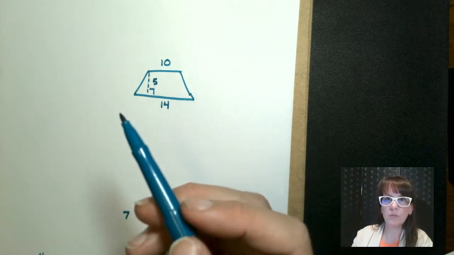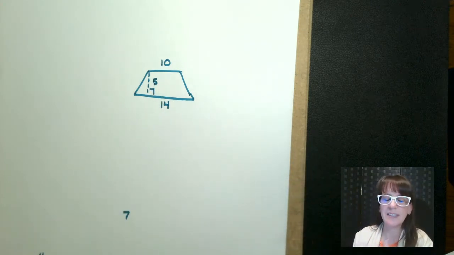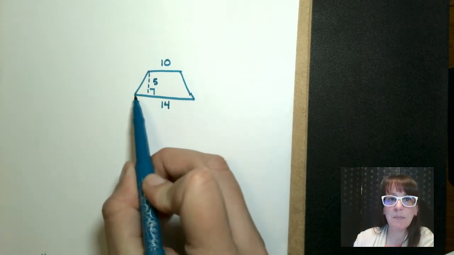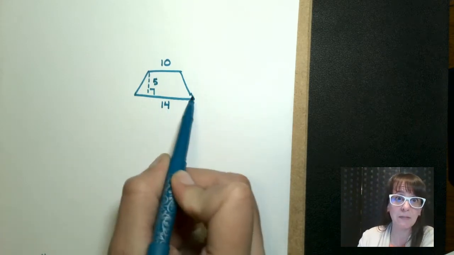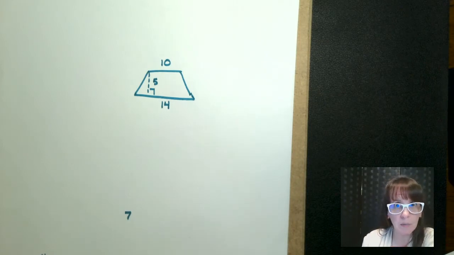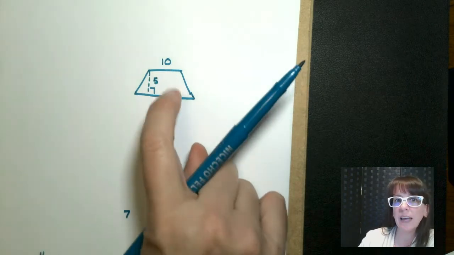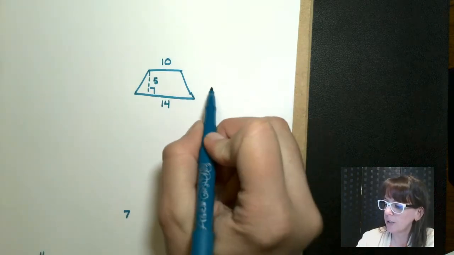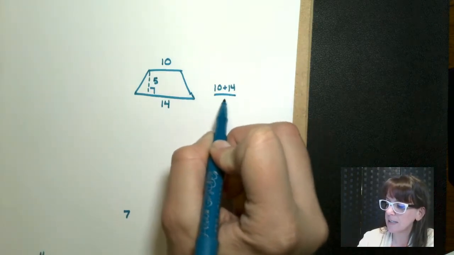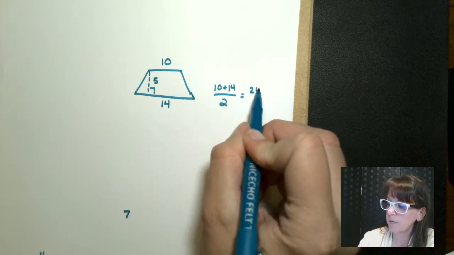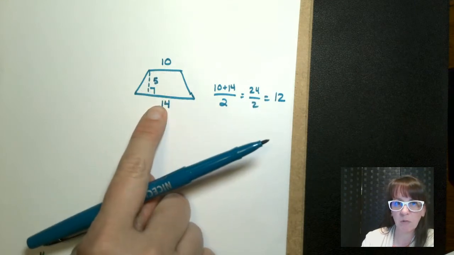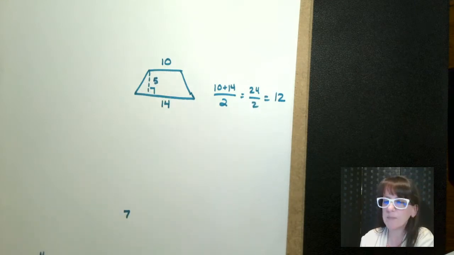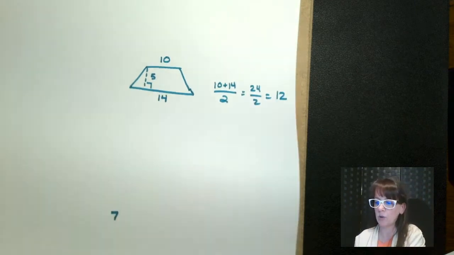Well, in a rectangle, it's the base times the height. And it's the same thing here, except we can't use 14 because that's not fair to 10, and we can't use 10 because that's not fair to 14. So we have to make a compromise. And the way that we do that is we do a little mini average. We add the two together and divide by 2. So 10 plus 14 divided by 2 gives us 24 divided by 2, which equals 12. Do you see how 12 is right in between 10 and 14? So it's a compromise, right? So that's where we get the area of a trapezoid.